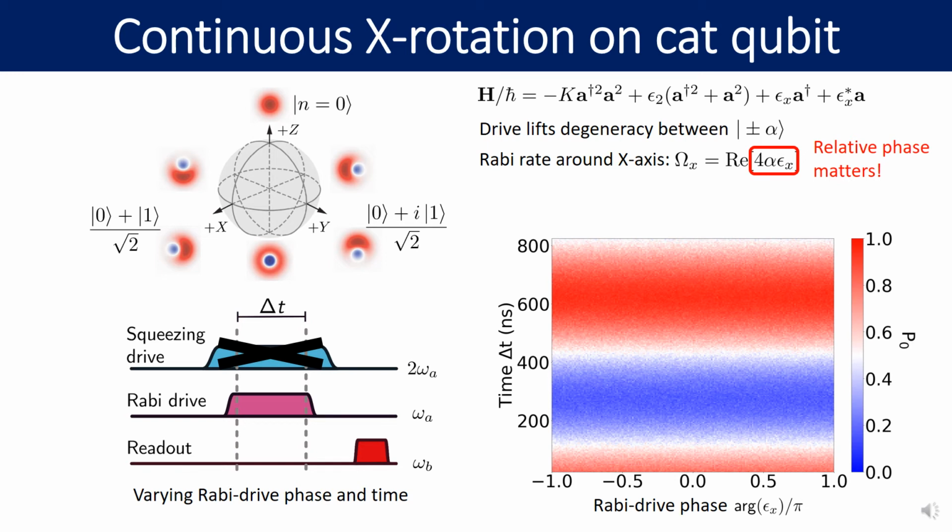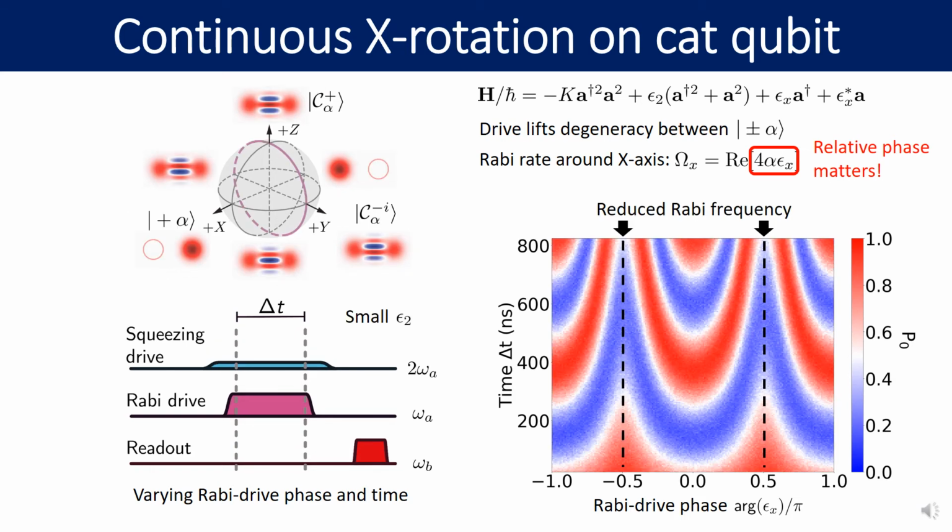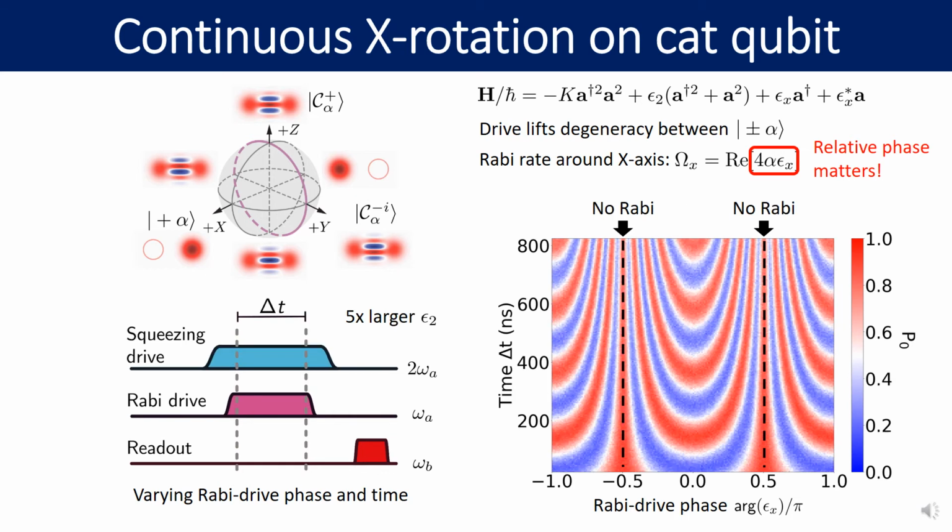Now, what happens if we switch on the squeezing drive with a small amplitude? Well, what you see is that the Rabi rate is starting to be suppressed at two specific phases, and these phases correspond to the values where the drive phase is 90 degrees out of phase with the phase of the coherent states. And if we crank the squeezing drive up even more to the value that we're pretty much using the rest of the experiment, then the Rabi rate is completely suppressed for these two values, validating the prediction of this expression.